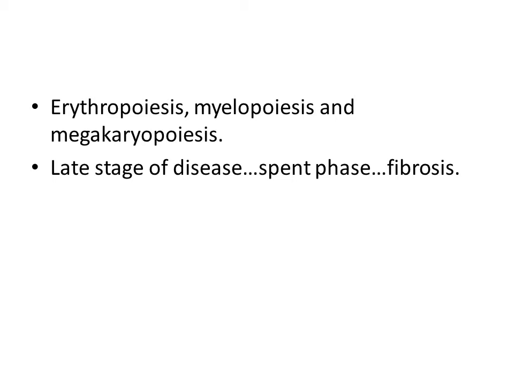When these are more active, what will be the result? The fat spaces in the bone marrow will be reduced. Most of the bone marrow will show active hematopoiesis going on. But in the late stage of the disease, in advanced disease, there is more activation of fibroblasts. So the bone marrow gets more and more fibrosis. This is fibrotic. This is known as the spent phase.